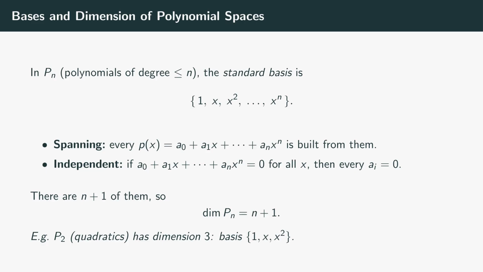Count them: 1, x, up to x to the n, that is n plus 1 vectors. So the dimension of this polynomial space is n plus 1. For instance, the quadratics, degree at most 2, have basis 1, x, x squared, so their dimension is 3. Polynomials are just coordinates in disguise.